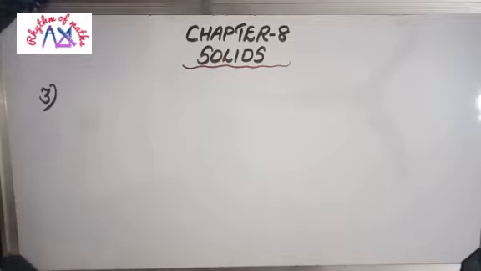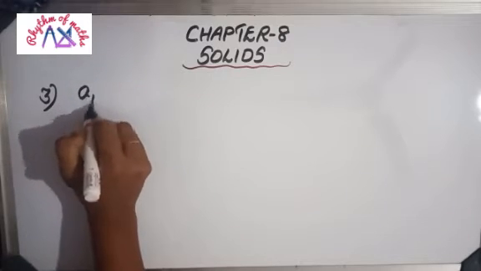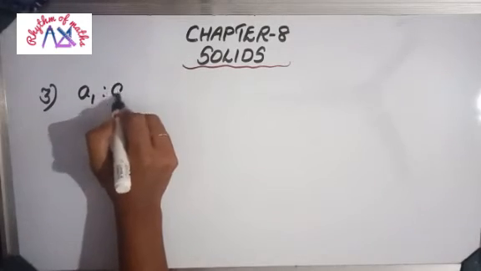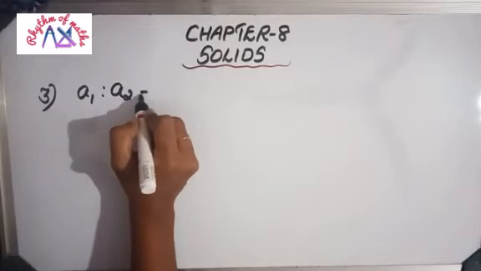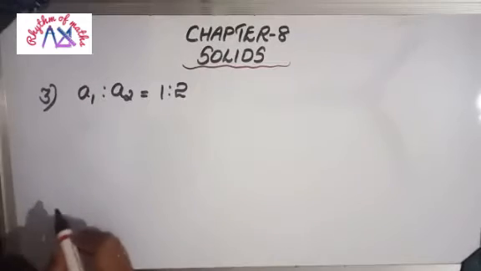In this question it is given that the base edges of two square pyramids are in the ratio 1:2. So the first base edge to the second base edge, the ratio is given as 1:2. This is the first given.